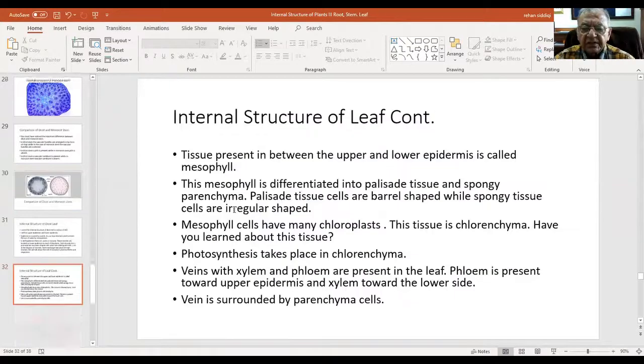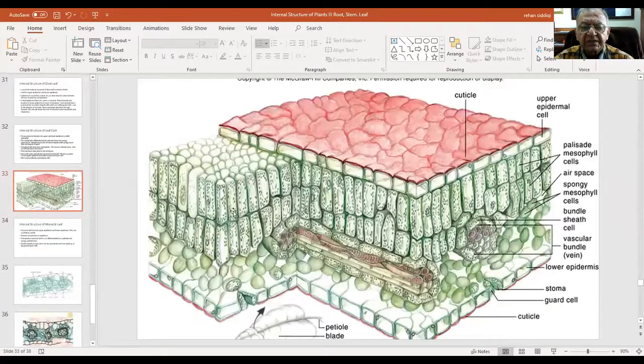Now we can go to the internal structure of leaf, and here we have a three-dimensional picture of the internal structure of leaf.